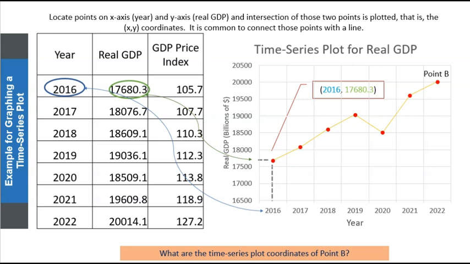Here the first coordinate to plot is 2016 on the x-axis and 17,680.3 on the y-axis, as shown in the graph. What are the coordinates for point B on the graph? All of these data can be graphed in Excel, and when you get to the discussion of the aggregate demand and aggregate supply model, you will have a tutorial document on creating that model in Excel that builds upon these steps.